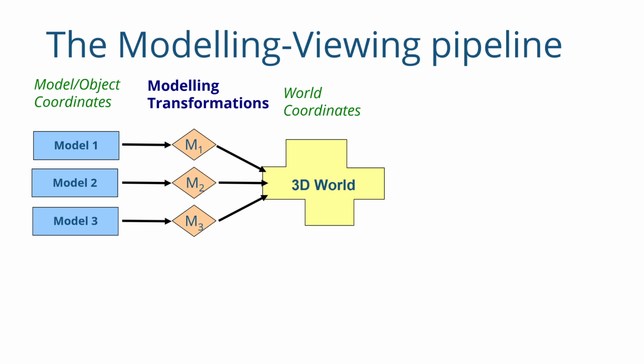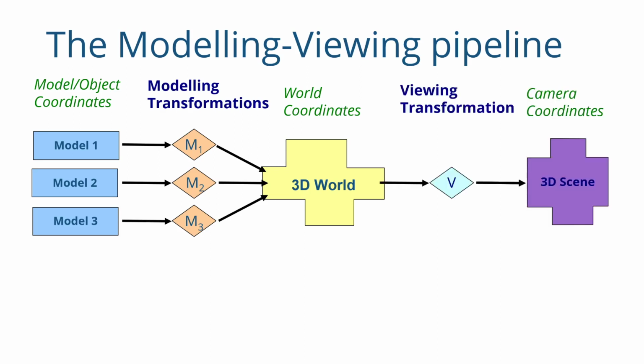Now they are all placed in a common 3D world, and the transformation that gets them from their local object coordinates to world coordinates is known as the modeling transformation. So M1, M2, M3 in this case are modeling transformations. Once you have all these objects in a common 3D world, they form part of your virtual 3D world, and their coordinates, vertex locations and geometry can be viewed in terms of world coordinates.